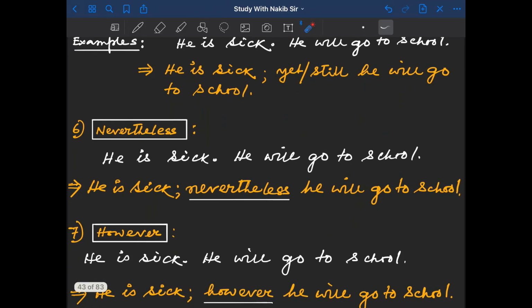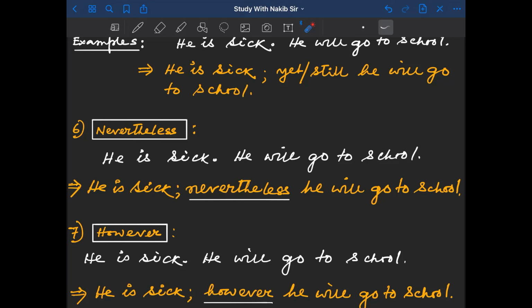See the next example. Nevertheless, the same meaning. See the same example I have taken. He is sick. He will go to school. Okay. So he is sick, yet still, nevertheless, the same meaning. He will go to school. So your combined sentence is he is sick, nevertheless he will go to school. Still he will go to school. Yet he will go to school.